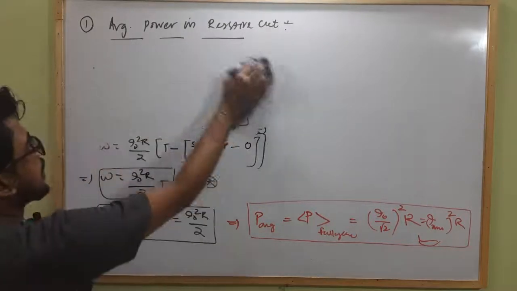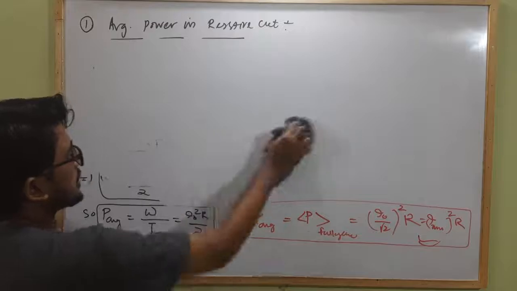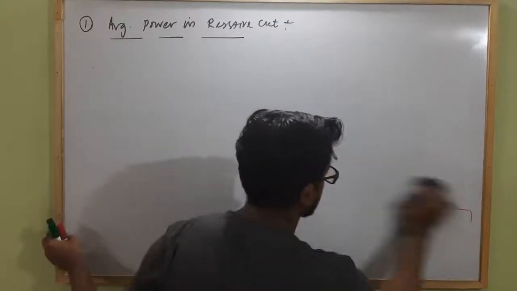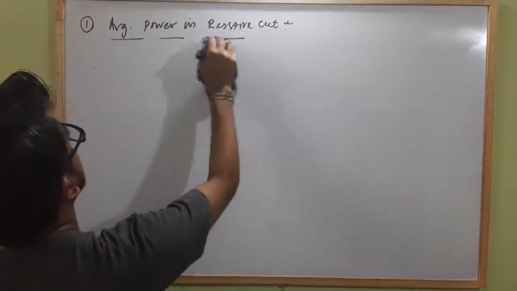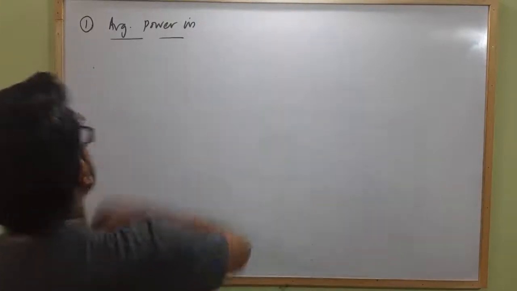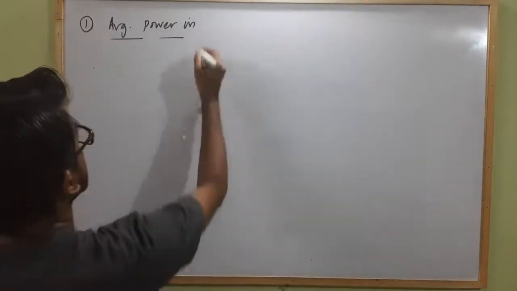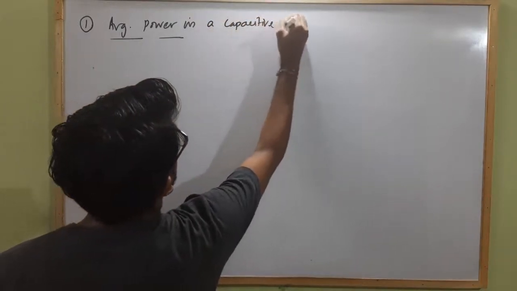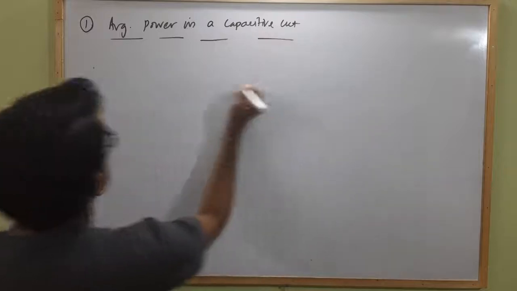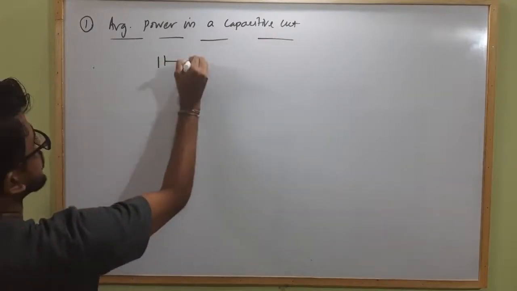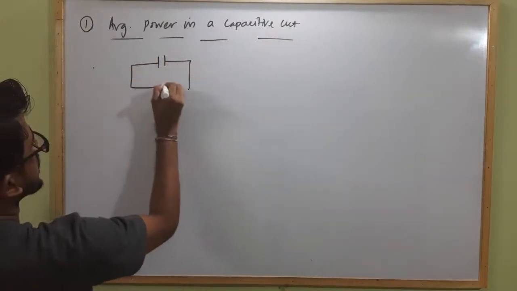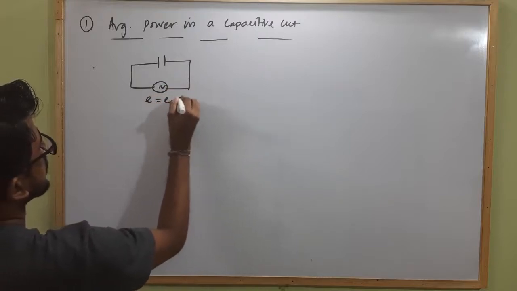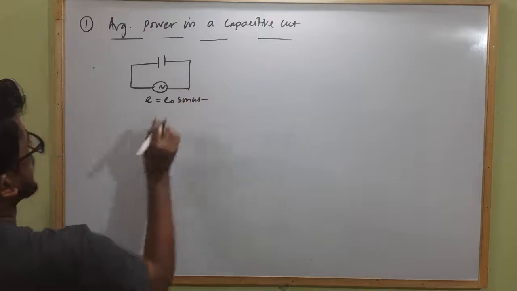So now we are going to discuss what will be the power average in a complete cycle for a capacitive circuit. So average power in a capacitive circuit. Okay. So as we know, if here is a capacitor which is connected across an alternating EMF source, which is E equal to E naught sin omega t.